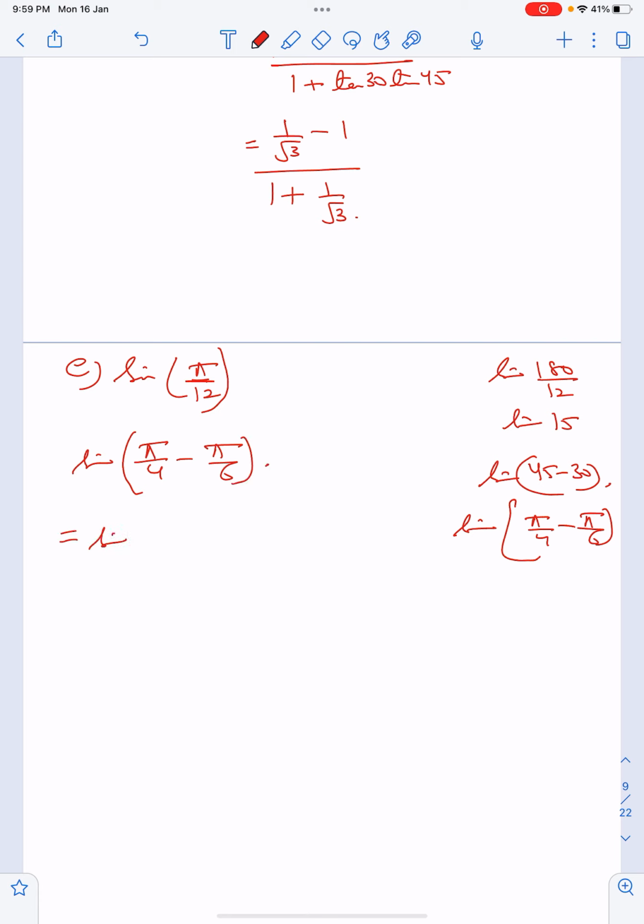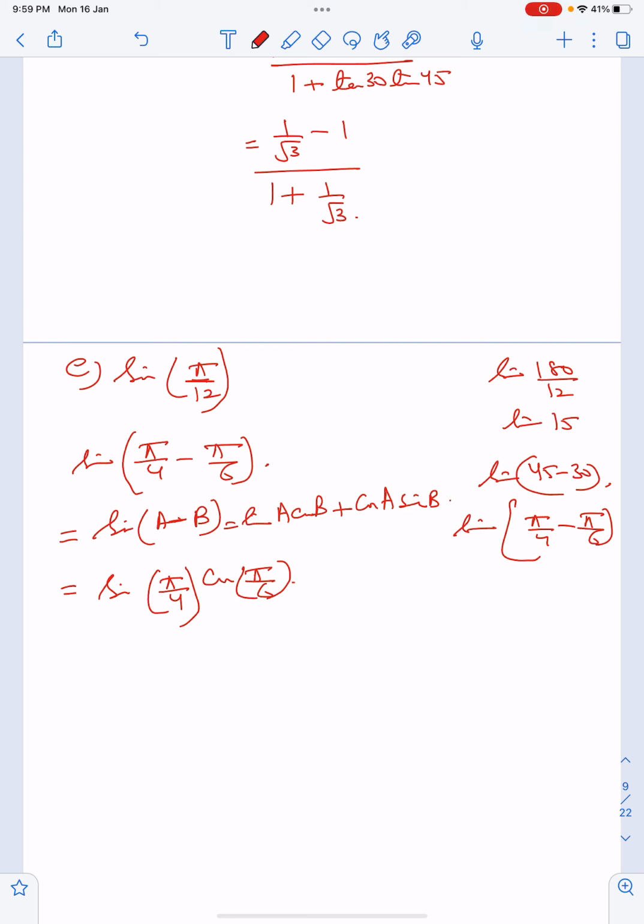And apply the formula. I am just writing down the formula: sine of A minus B equals sine of A cos of B minus cos of A sine of B. So I am applying the formula: sine of pi by 4 cos of pi by 6, minus, it should be a negative sign here, minus cos of pi by 4 into sine of pi by 6.